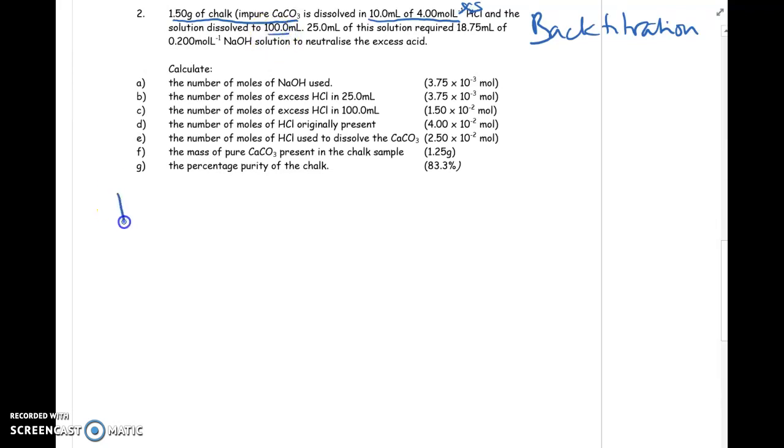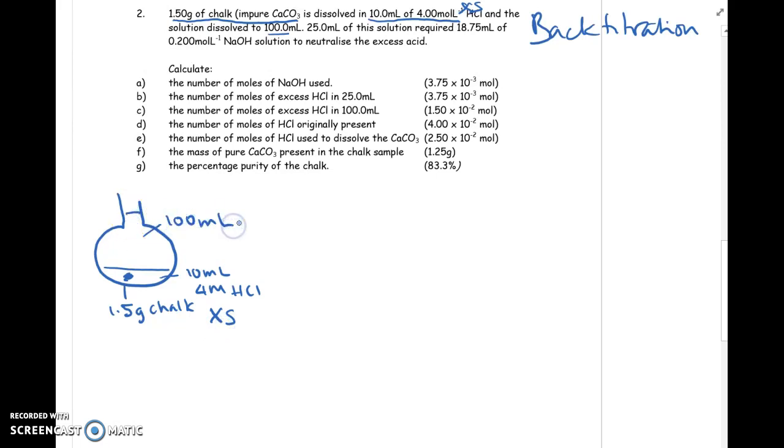So our diagram so far looks like this. Here's our 1.5 grams of chalk. We've dissolved it in 10 ml, 4 molar acid, and this is in excess. And then it's made up to 100 ml in total. We then take a 25 ml sample. So we pipette 25 ml, and this is our excess acid.